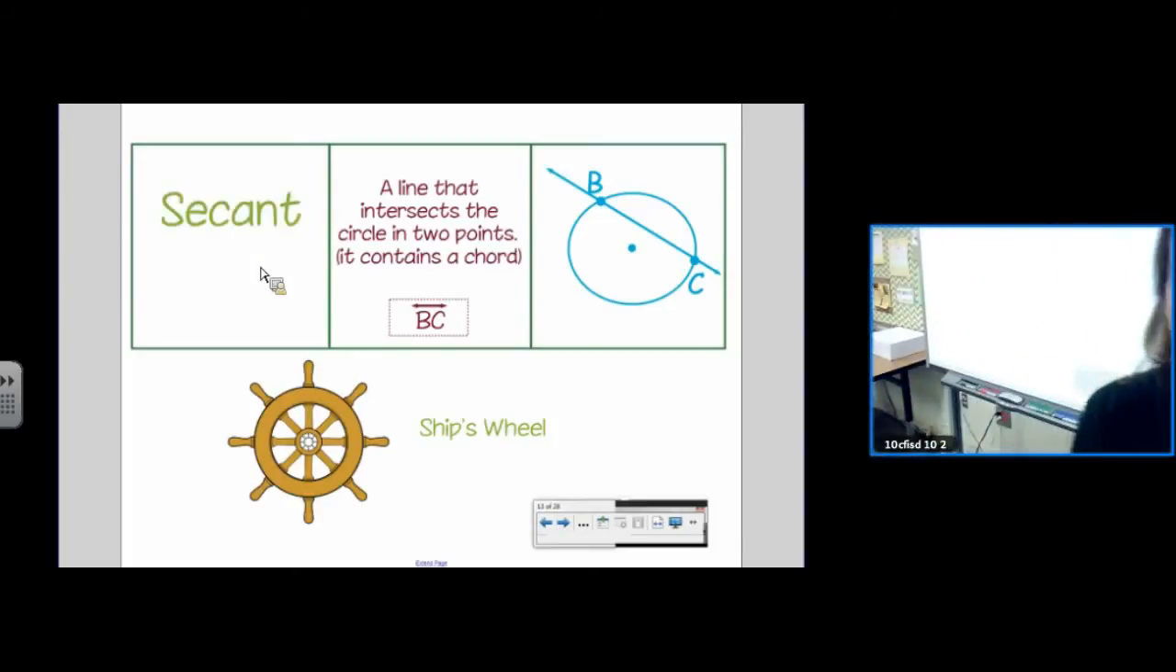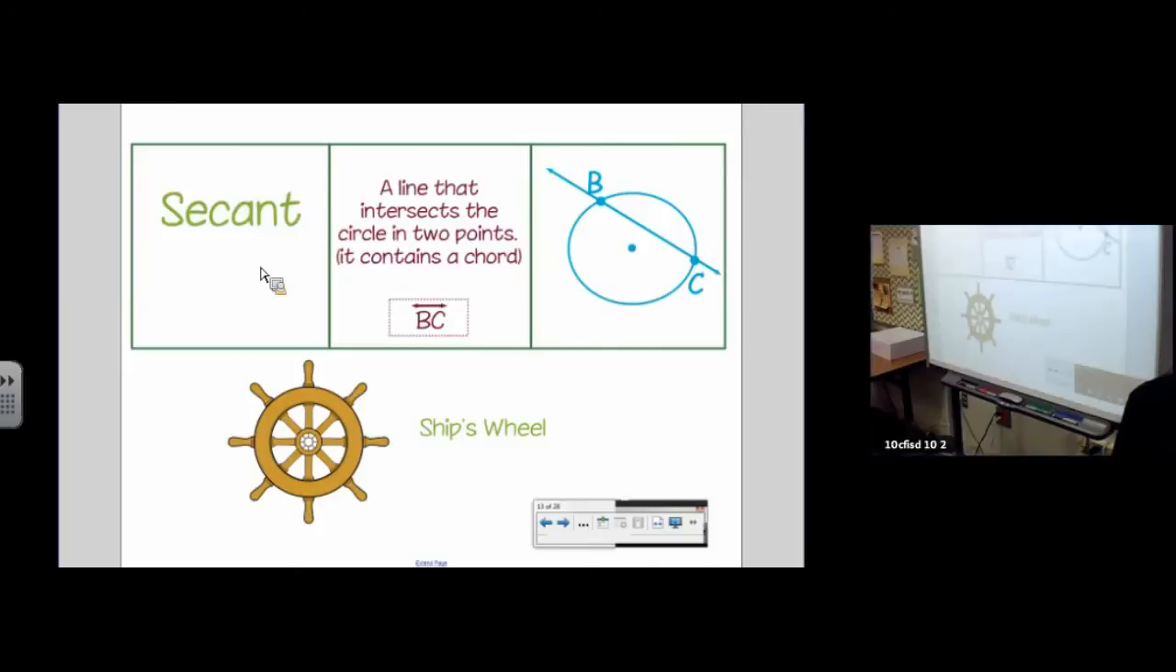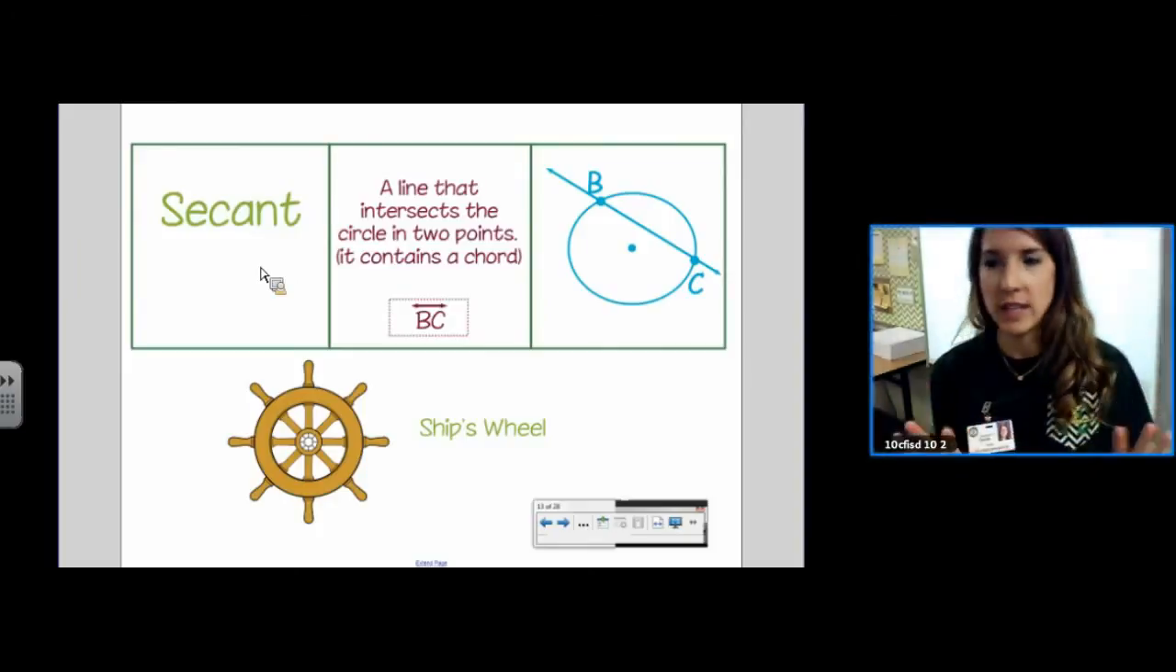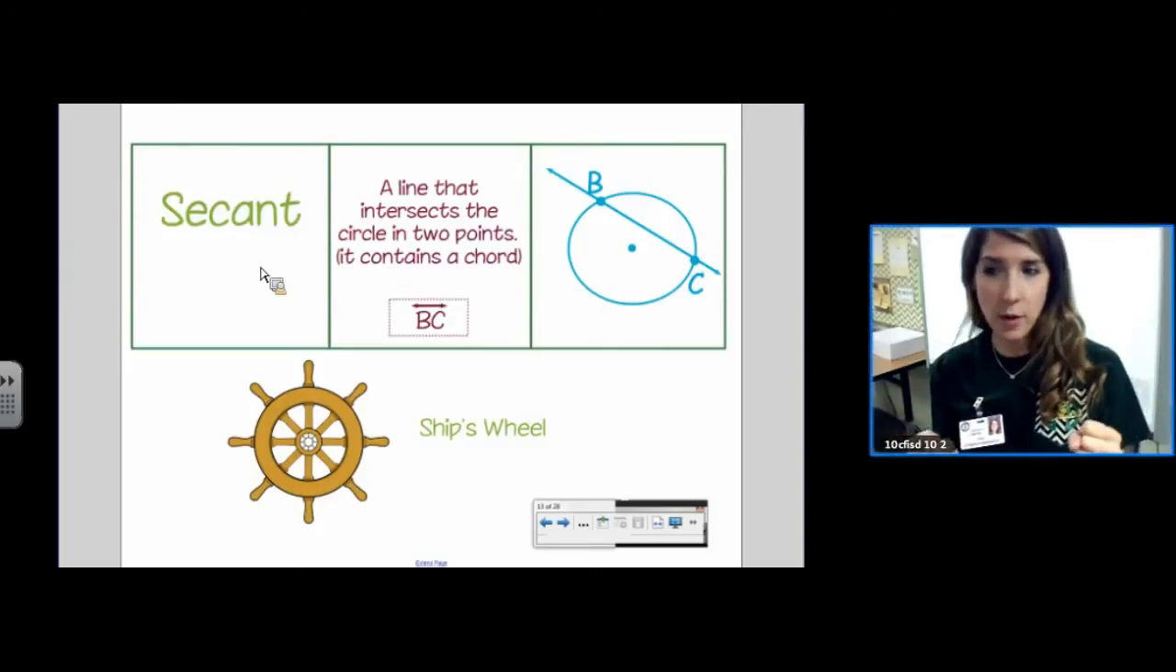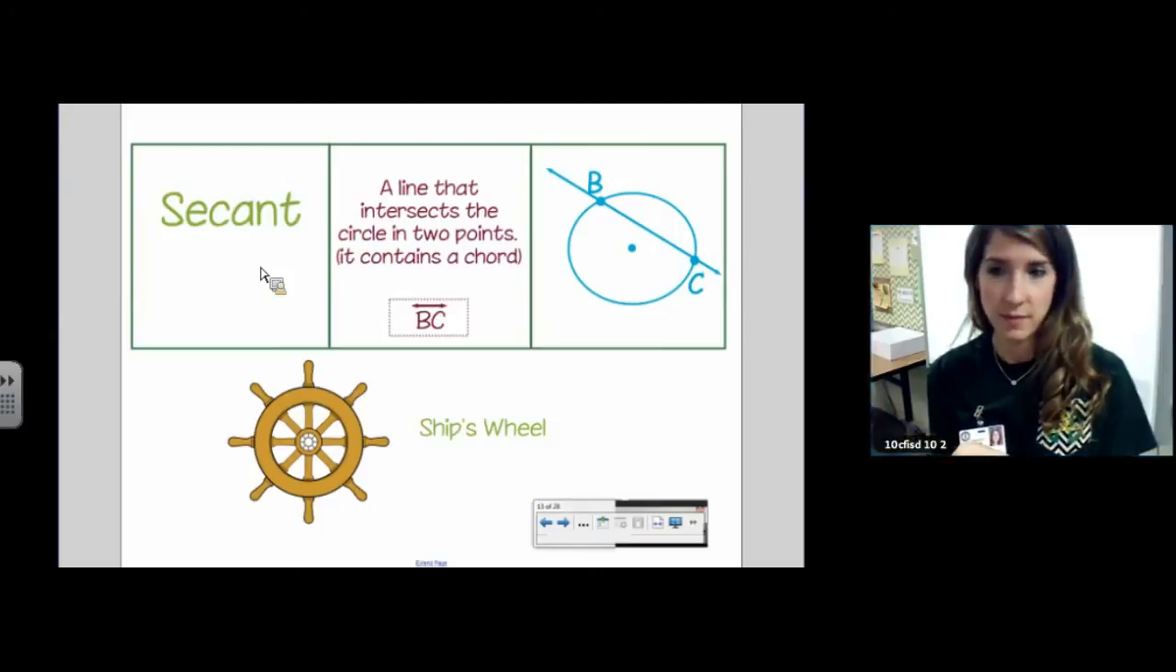Everyone practice saying that out loud. Secant. Literally the only difference is a chord has endpoints and a secant does not.